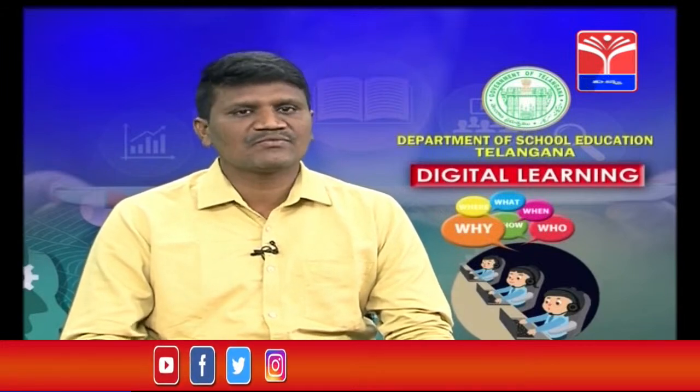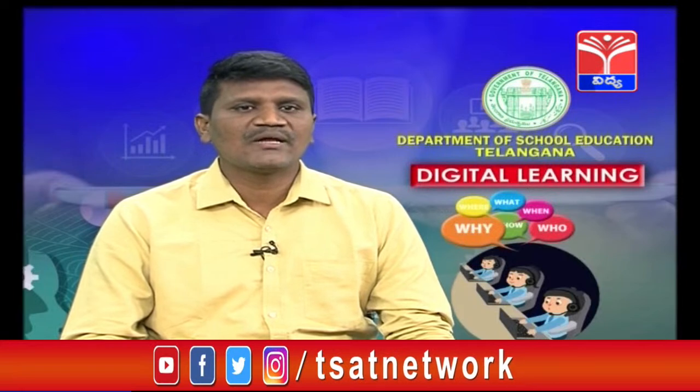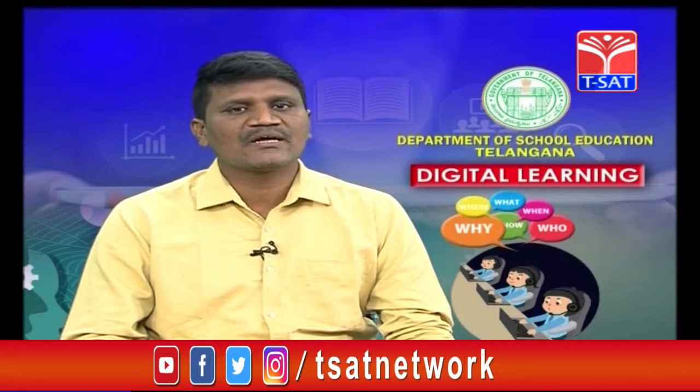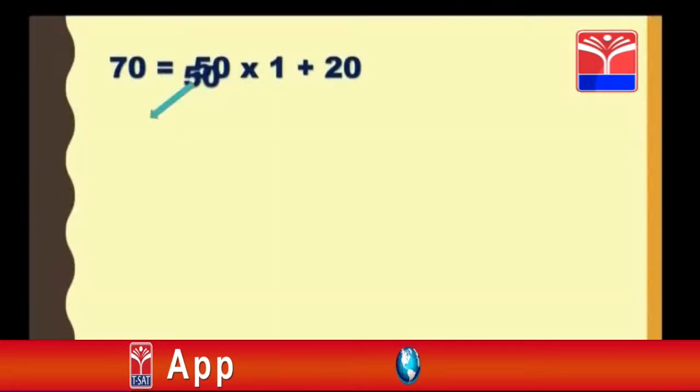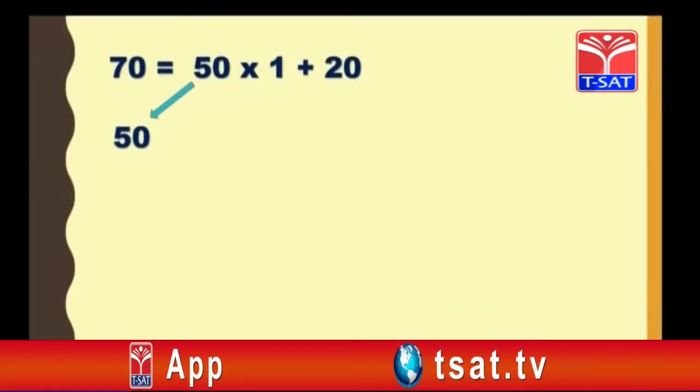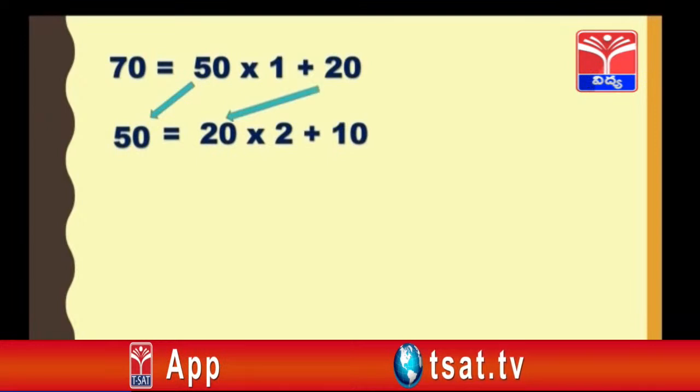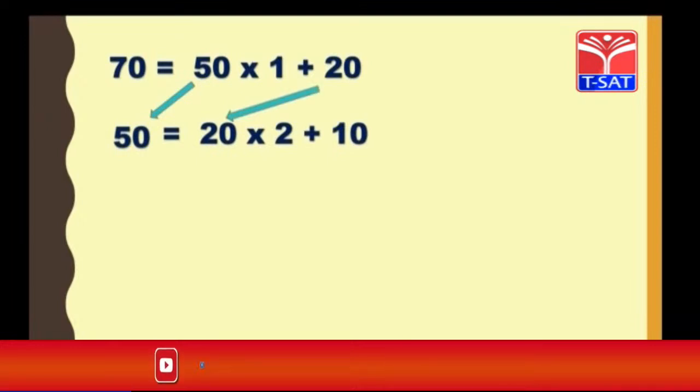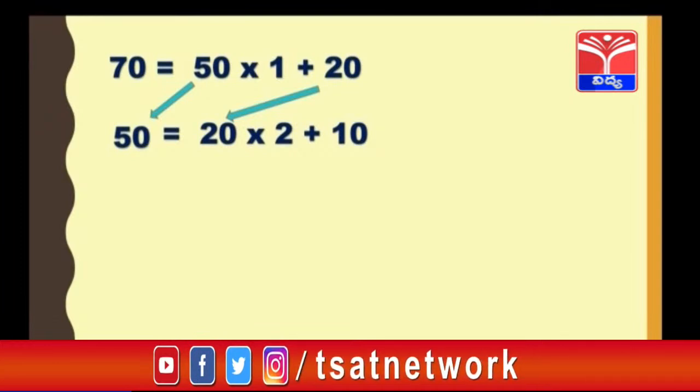In the continuation of that process, the divisor will become the dividend and the remainder will become the divisor. So 50 becomes the dividend and 20 becomes the divisor, which can be written as 50 is equal to 20 into 2 plus 10. Again the remainder is 10, so we should continue the process.